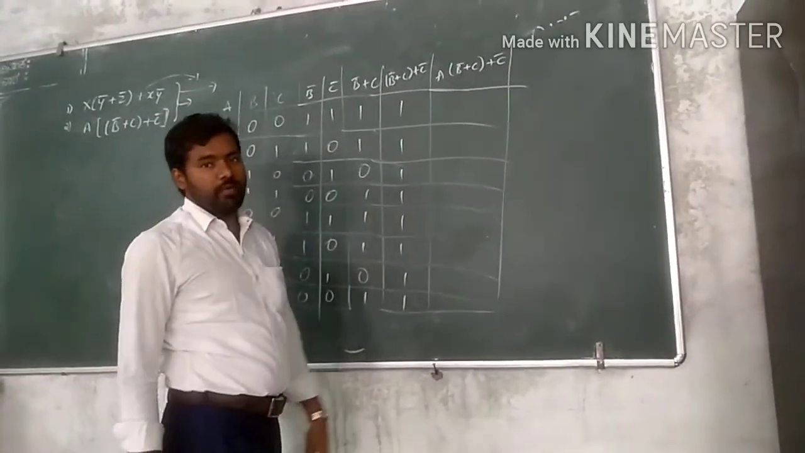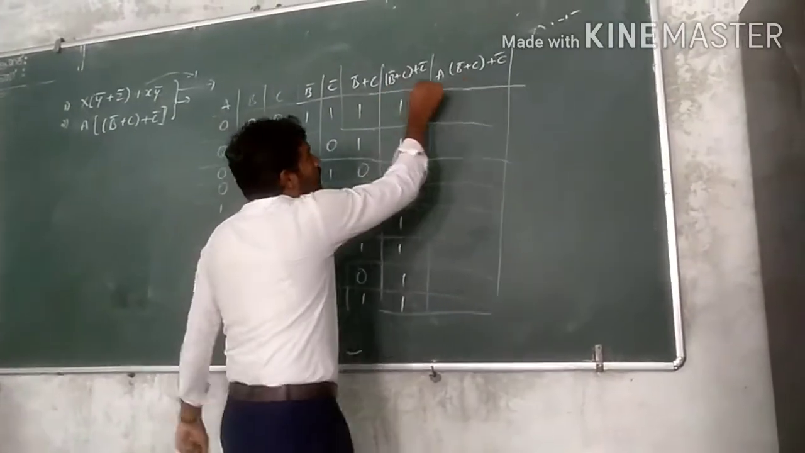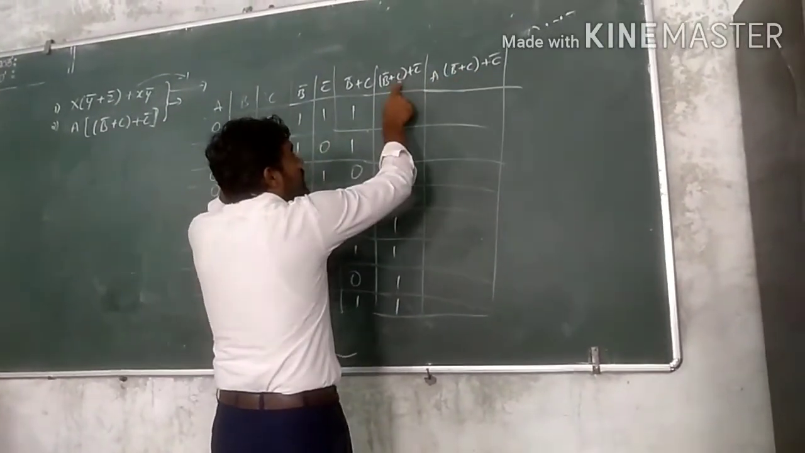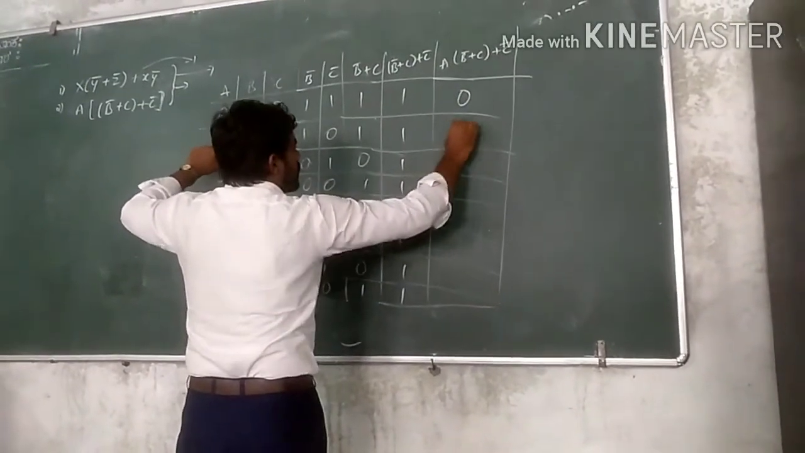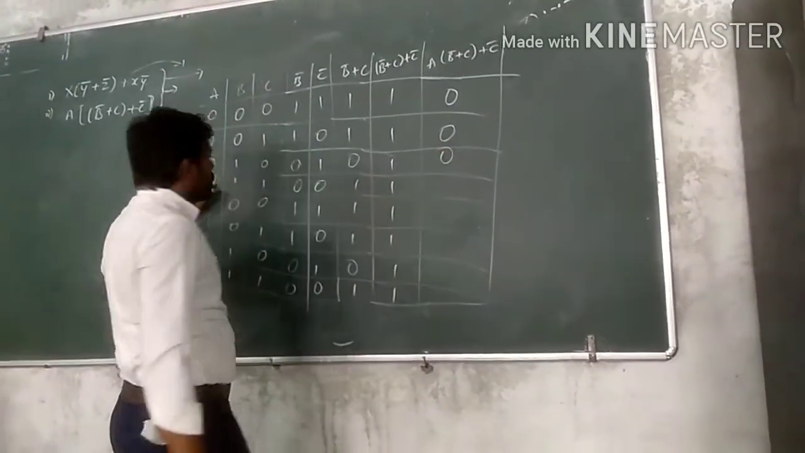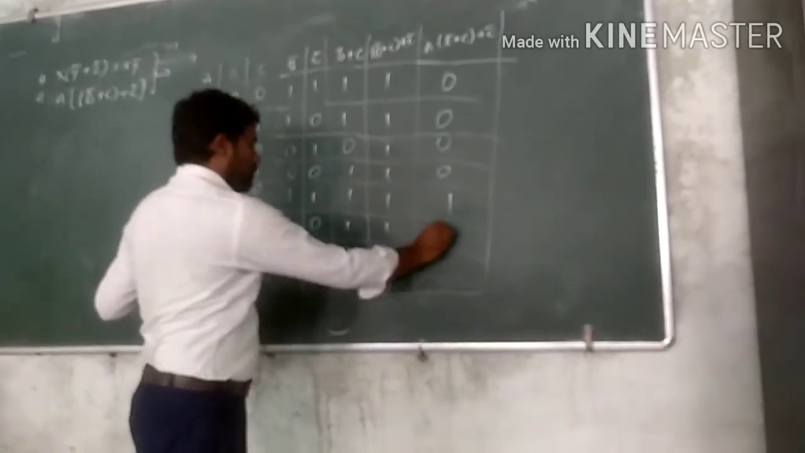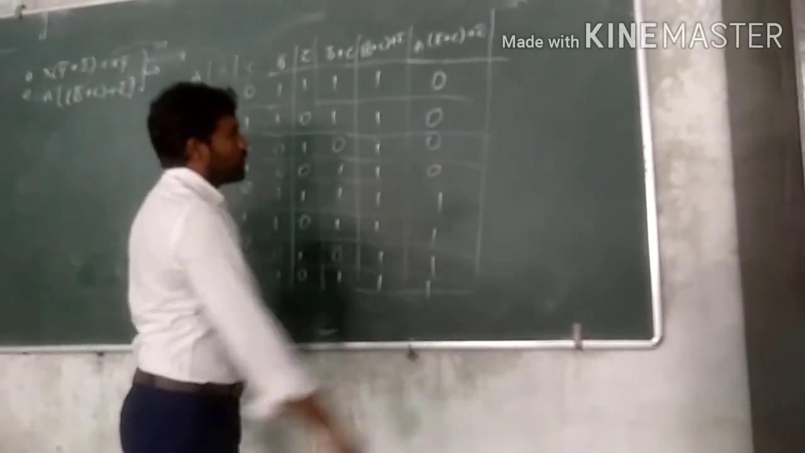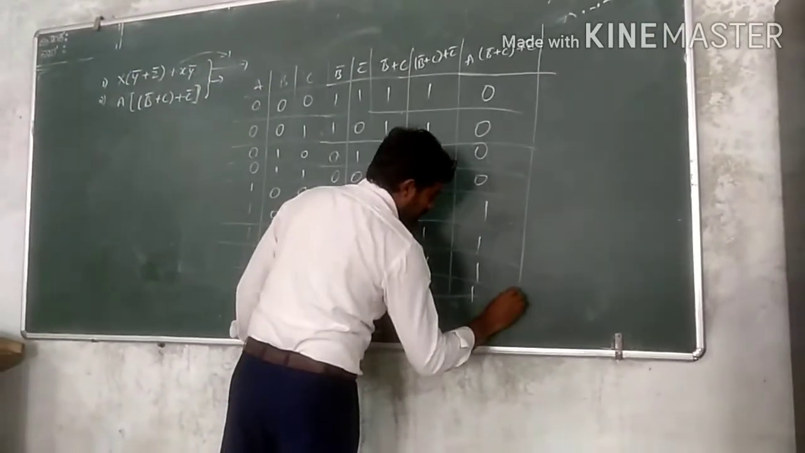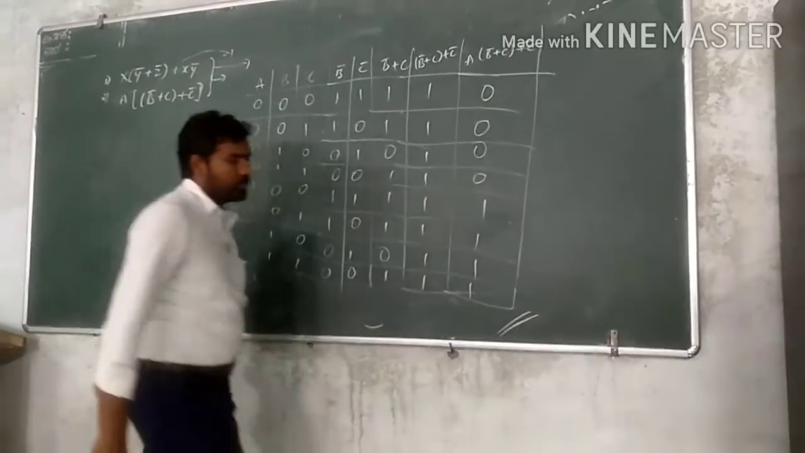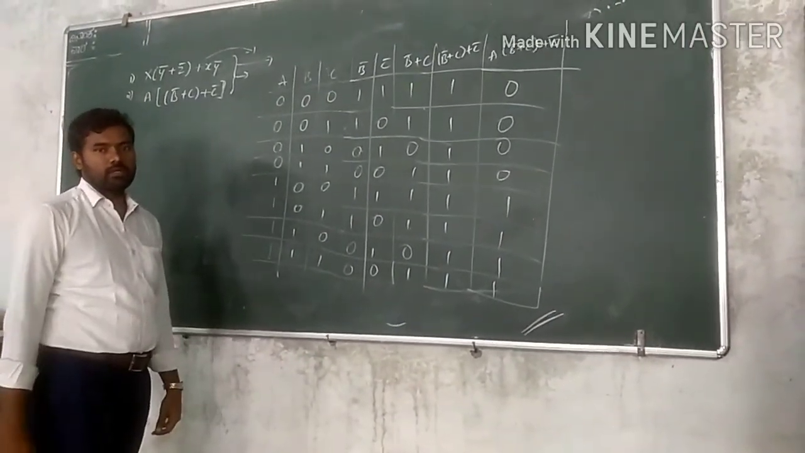Clear? This is a way of finding the equations using the truth table. Now we will go for a into, that is this term plus this term. 0 into 1 is 0, 0 into 1 is 0, 0 into 1 is 0, 0 into 1 is 0, 1 into 1 is 1, 1 into 1 is 1, 1 into 1 is 1. So this is the way of calculation of the Boolean algebra equation using the truth table.